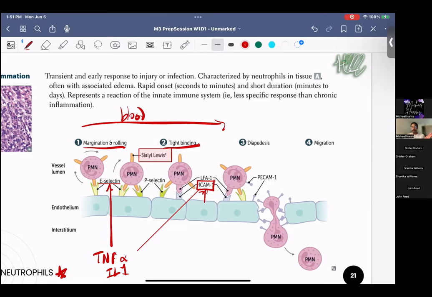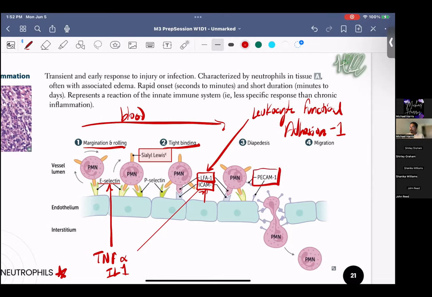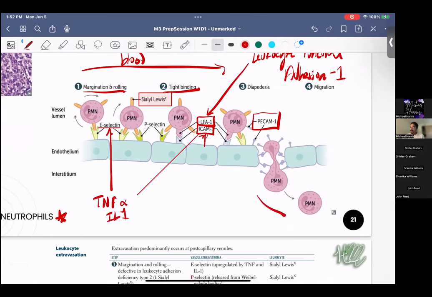Okay, these get presented and then they anchor themselves via LFA-1, also known as leukocyte functional adhesion 1. Okay, and then from there it stops. The neutrophil stops moving, so it can then diapedese, which means cell movement, into the tissue. Which is what happens here with PECAM. Now it's moving inside the tissue to its target. Okay? Any questions on this?